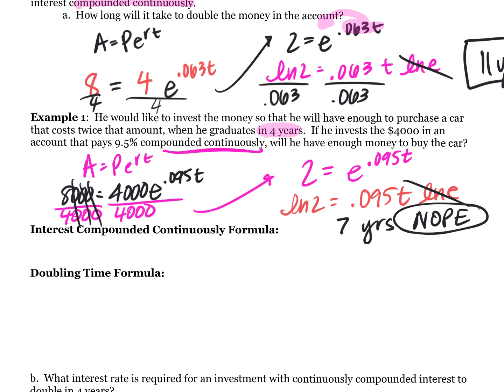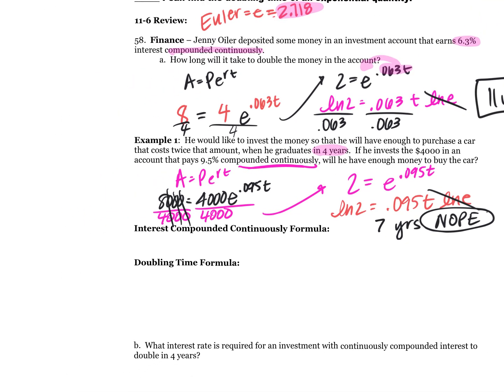What would you have done? Because we really had all the information. Plug in 4 for T. Yeah, she's like, well, we could have just done 4,000 e to the 0.095 times 4. Let's see how much money that's going to get him. Only $5,800. Is that getting him $8,000? No, ma'am. That's what Mr. Acton would say.